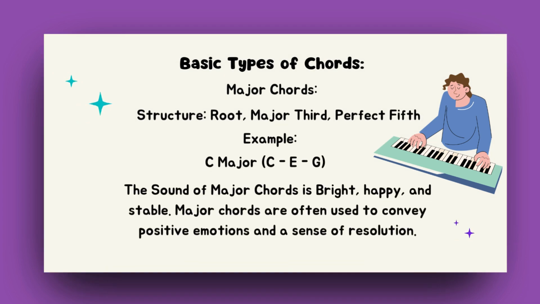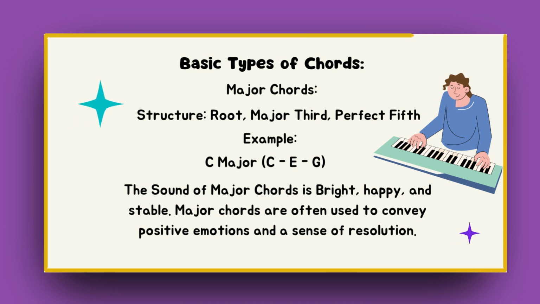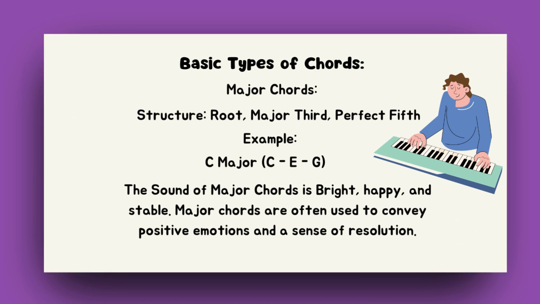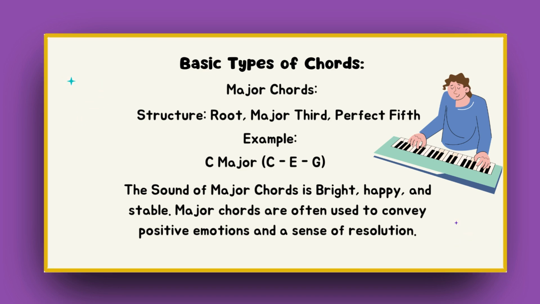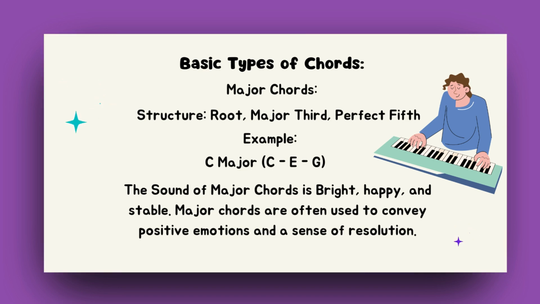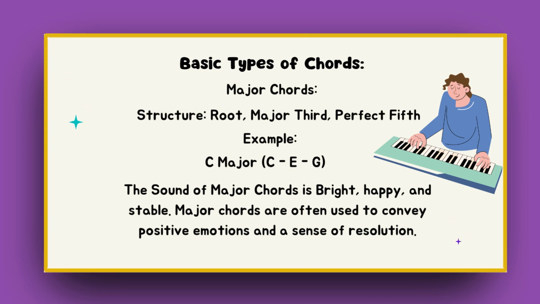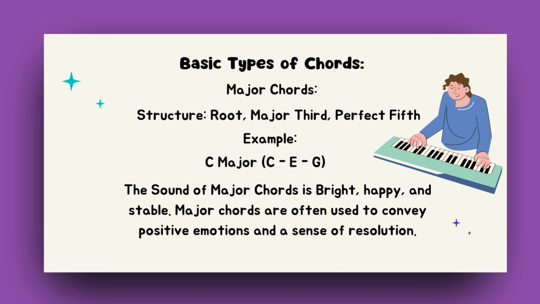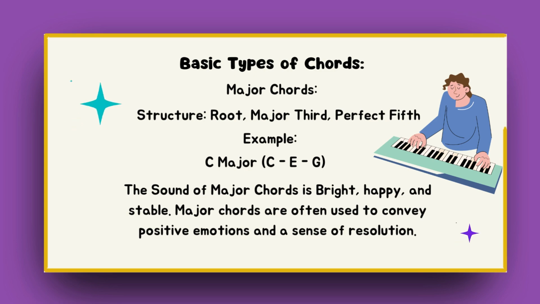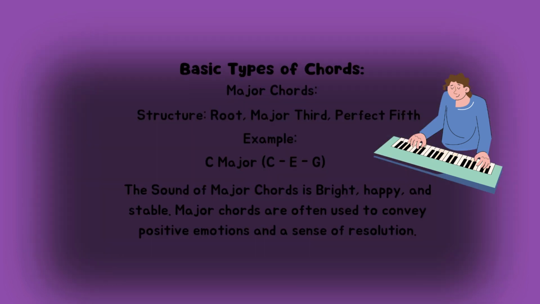Basic types of chords. Major chords. Structure: root note, major third note, perfect fifth note. Example: C major. C major chord is formed with C note, E note, and G note. The sound of major chords is bright, happy, and stable. Major chords are often used to convey positive emotions and a sense of resolution.